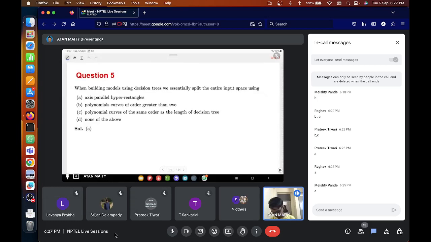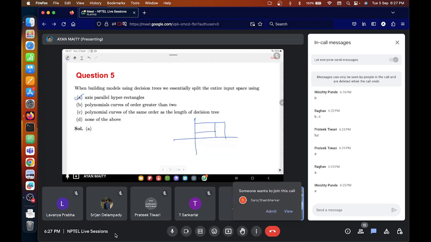The correct answer is option A, axis parallel hyperrectangles. As we have seen, if this is the overall feature space, we divide the feature space like this. So we are using these axis parallel hyperrectangles. This is a rectangle for 2D, but if we extend it to 3D, 4D, so for a more dimensional feature space, it would become hyperrectangles. So option A is the correct answer.